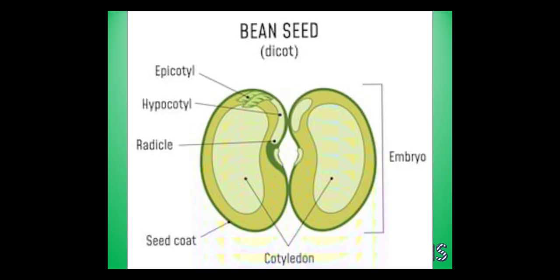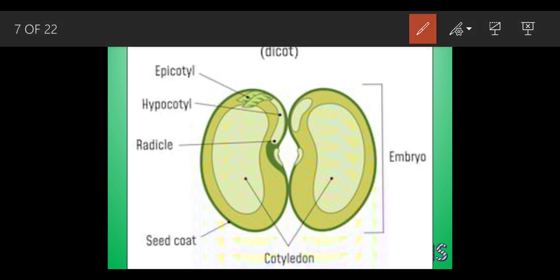Let's take an example of a bean seed. Why are we taking the example of the bean seed? Because the bean seed is a dicotyledon, and let's understand the difference between monocots and dicots in detail. I'm just going to make you sure about the different types of structures which we are going to learn right now.